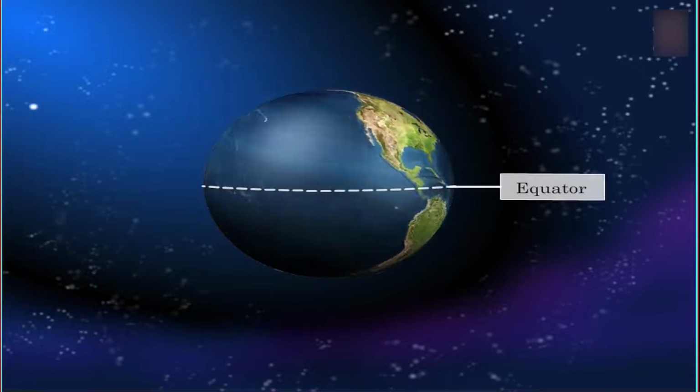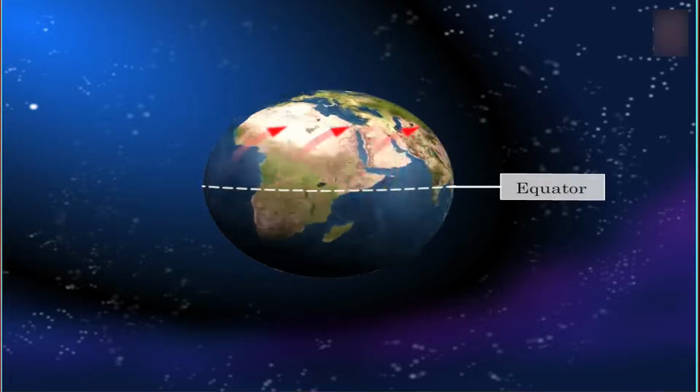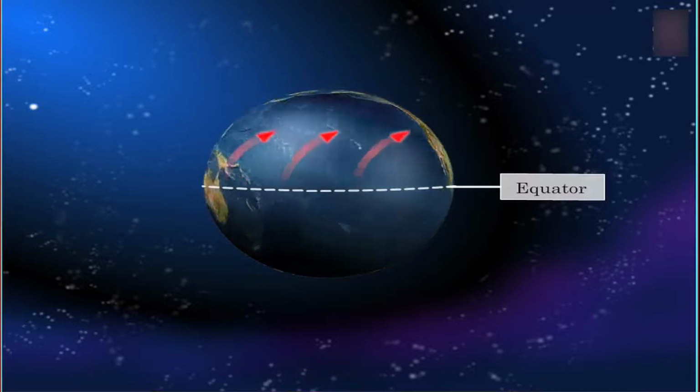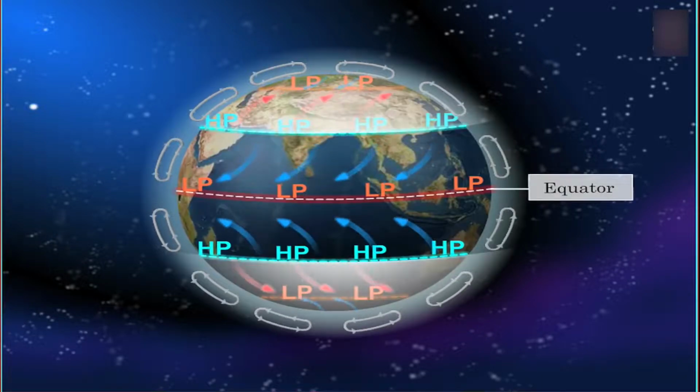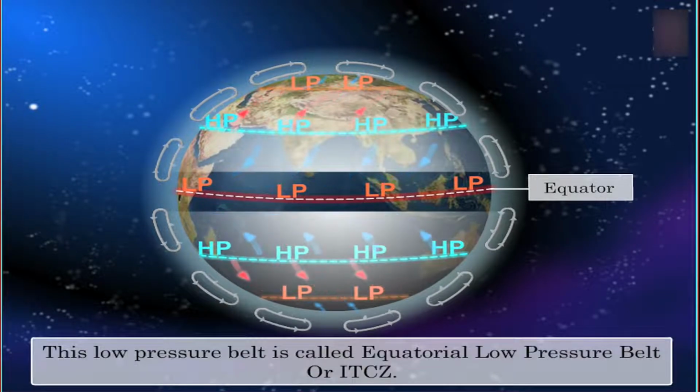At the equator, the high temperature heats up the atmosphere and the hot air rises, creating lower pressure on the Earth's surface around the equator. This low pressure belt is called the Equatorial Low Pressure Belt or ITCZ.